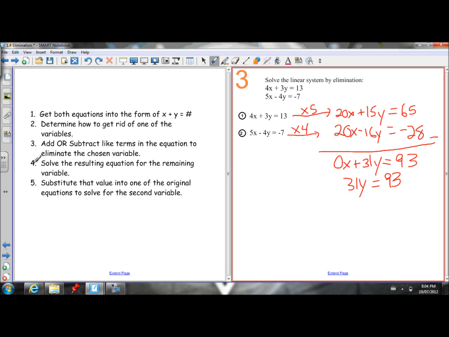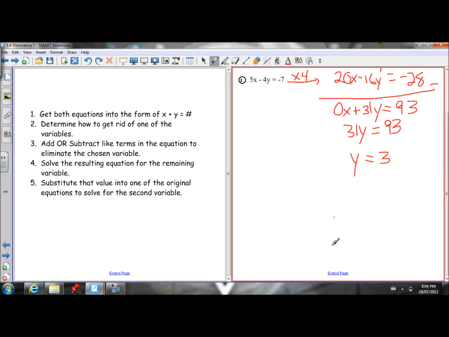So we add or subtract the terms in the equation to eliminate the chosen variable. We're now solving the resulting equation for the remaining variable. So divide the 31 over. 93 divided by 31 is 3. Okay. So substitute that value into one of the original equations. Either one, I can substitute this 3 into that equation, or even into either of these because they're equivalent, for y, and I'll be able to solve for x, and that'll tell me the x coordinate of the point of intersection. Okay? So let's go ahead and do that.